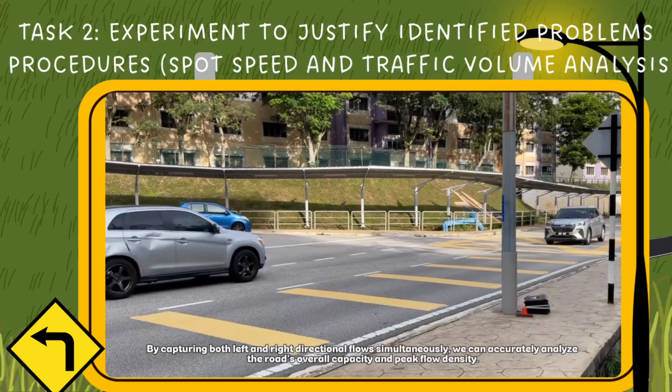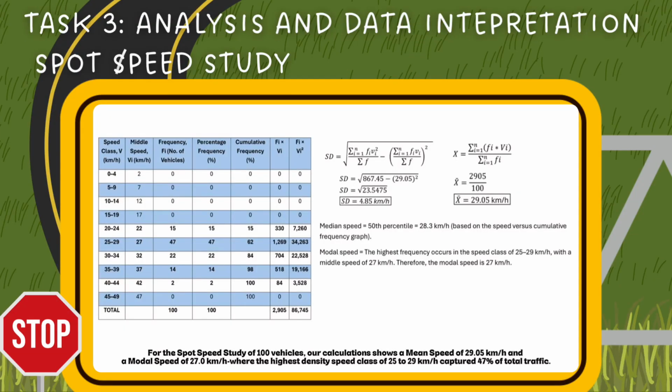For the spot speed study of 100 vehicles, our calculation shows a mean speed of 29.05 km per hour and a modal speed of 27.0 km per hour, where the highest density speed class of 25 to 29 km per hour captured 47% of the total traffic. With a tight standard deviation of 4.85 km per hour, this numerical data indicates that vehicle operating speeds are highly clustered together near the 30 km per hour threshold as they approach the hill.